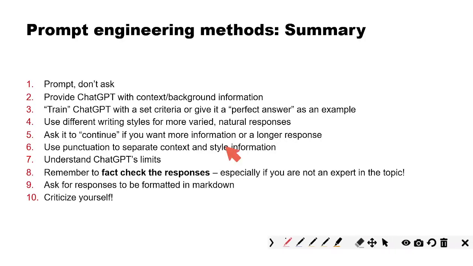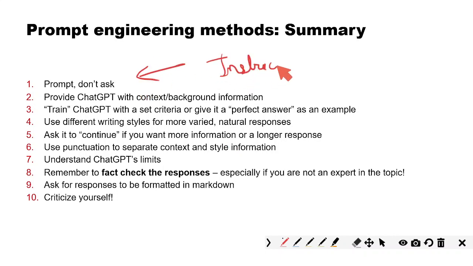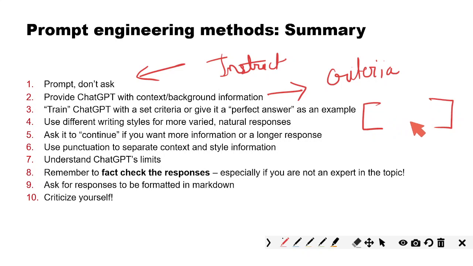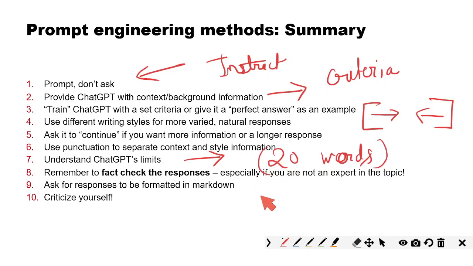Some keywords which might be helpful: always instruct, do not ask. Remember this. You can always provide ChatGPT with the context of the background. You remember that we set some criteria while we structured a prompt for ChatGPT. You can also write whole paragraphs within square brackets so that you can train ChatGPT with respect to a certain context. That is quite doable. And then you can also explicitly ask ChatGPT, okay, I only want a 20 words response, not beyond that. Something of that sort is possible.